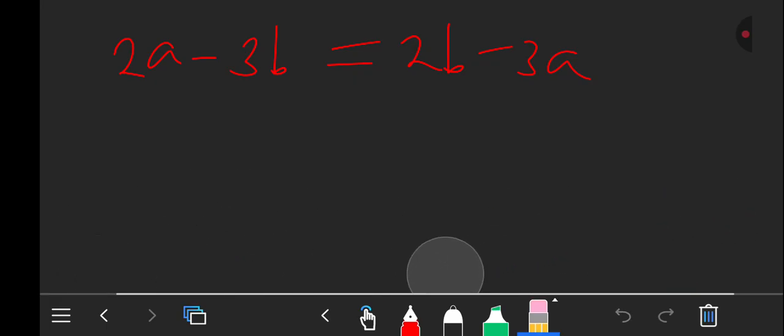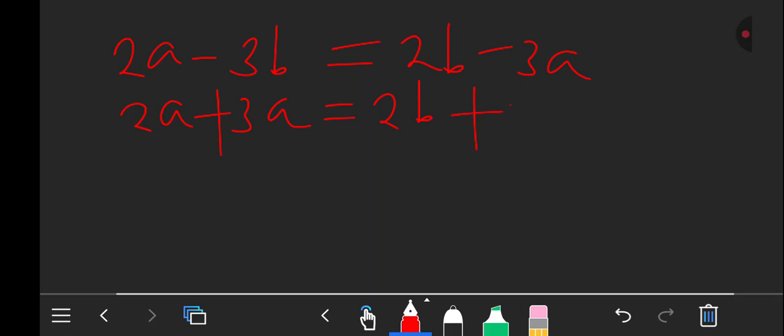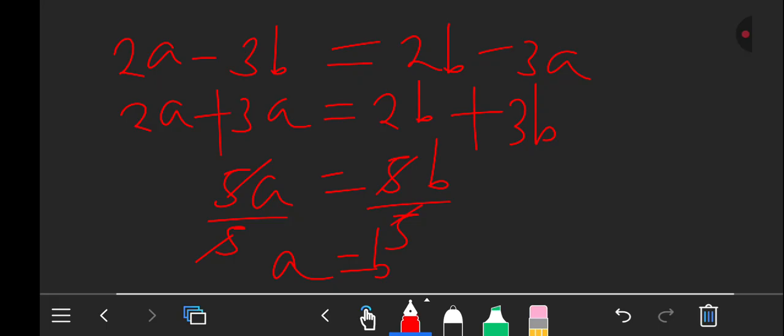Okay, so this is what we have. What we're going to do now is collect the like terms. So it will be 2a. This 3a will come to this side. It will now be plus 3a is equal to 2b. This negative 3b will go to the other side to be plus 3b. So 2a plus 3a, that is just 5a, is equal to 2b plus 3b, that is just 5b. We can divide on both sides by 5. So 5 and 5 can cancel. We'll remain with a is equal to b.